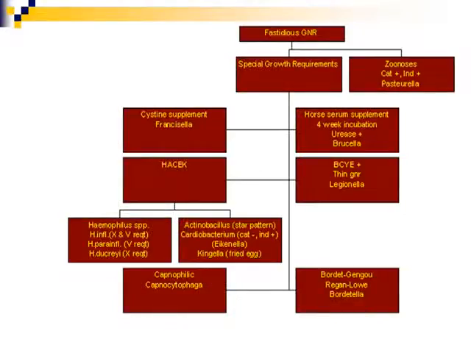And here's a chart of your fastidious gram-negative rods. If it's a zoonotic organism that's catalase positive and indole positive, you might be thinking of Pasteurella. If it has special growth requirements, it needs cysteine, you'd think Francisella. You might consider your HACEK organisms, your Legionella, your Bordetella, your Capnocytophaga. So this is just an overall flow chart. It doesn't have a lot of specifics in here.